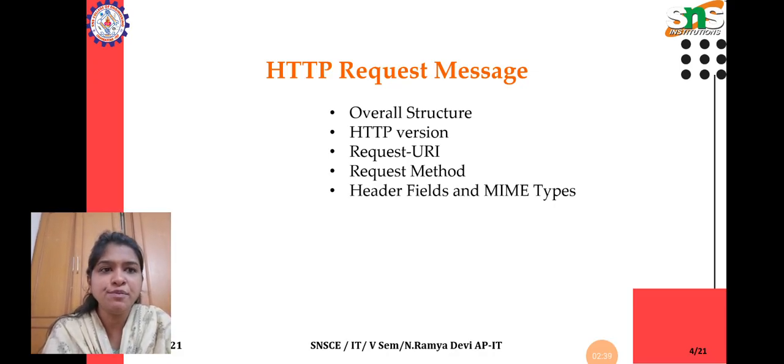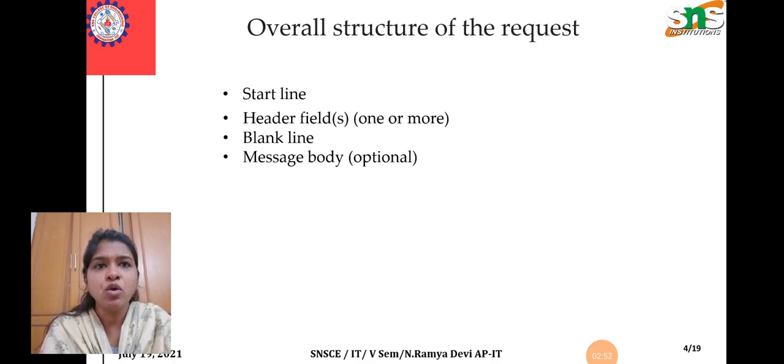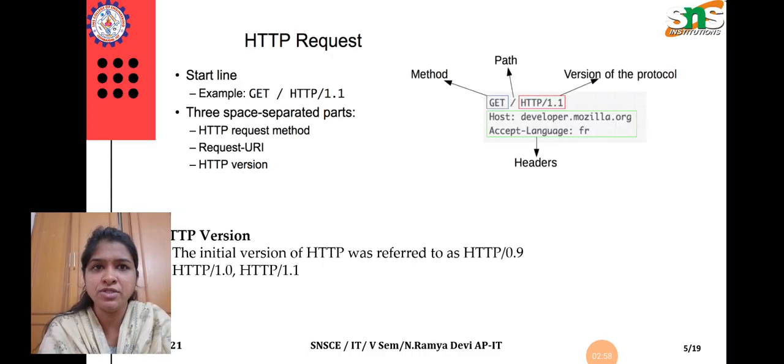Here the HTTP request has the following structure. The overall structure involves the HTTP version, request URI, request method, and then header fields and MIME types. The overall structure of the request is: first a start line and header fields, a blank line, and a message body, which is optional.